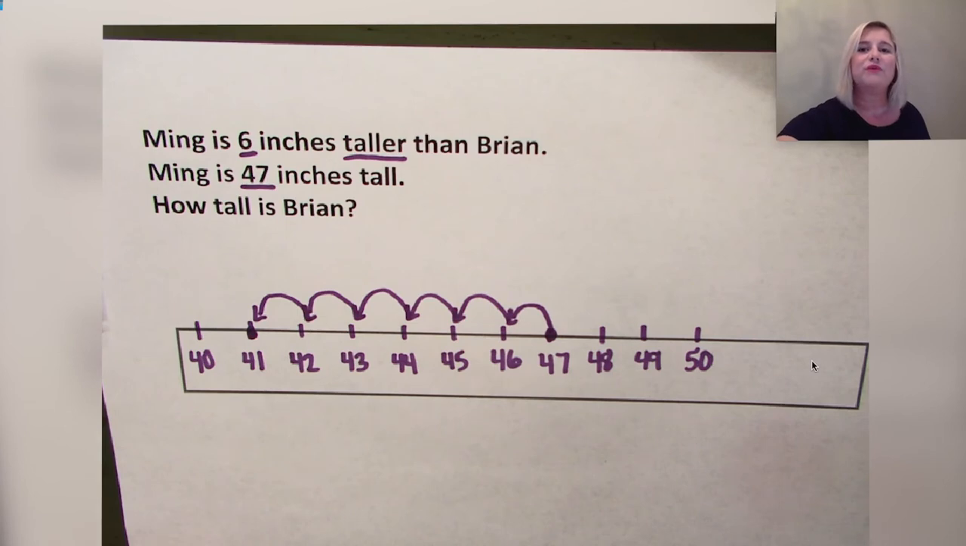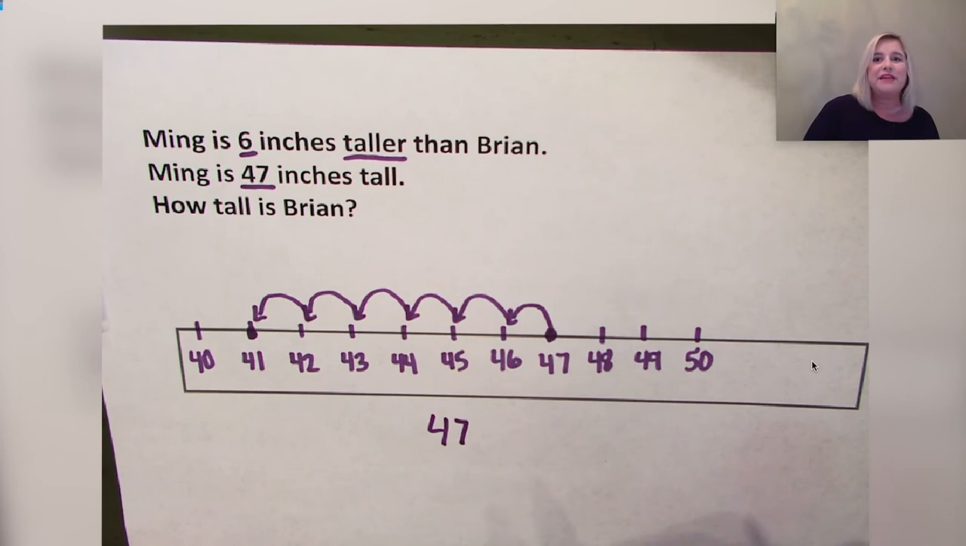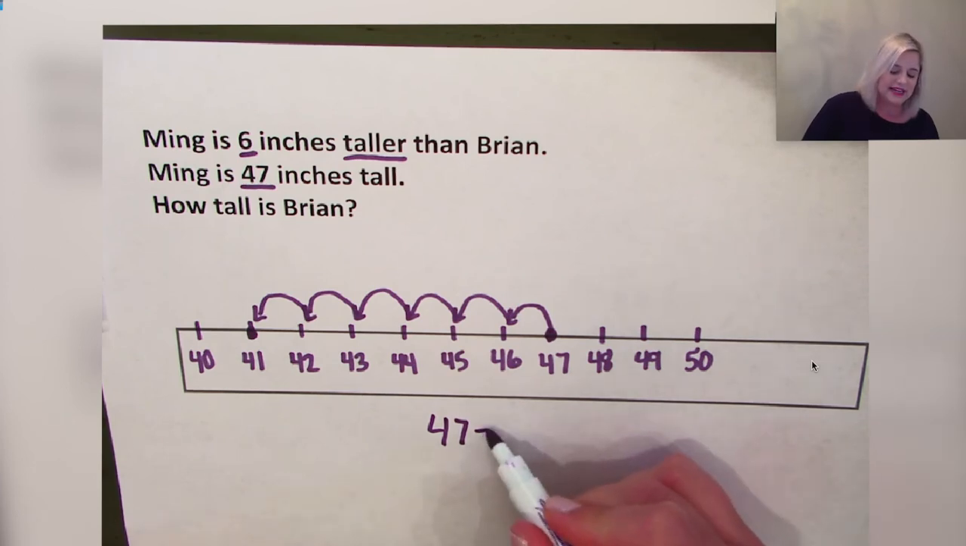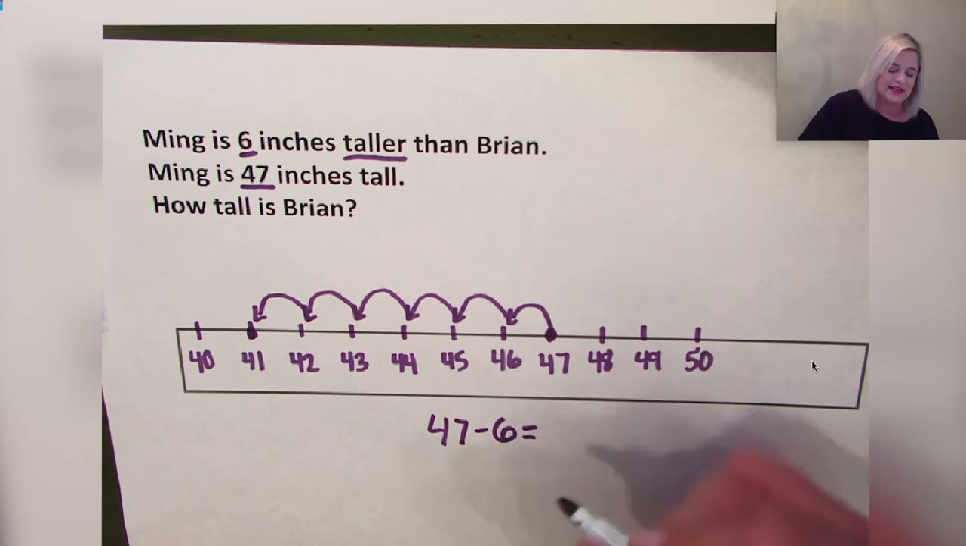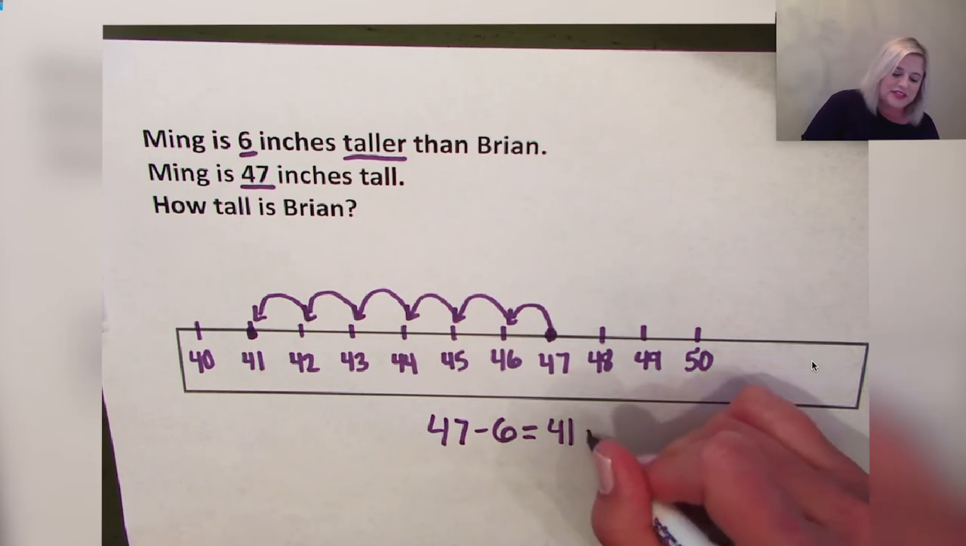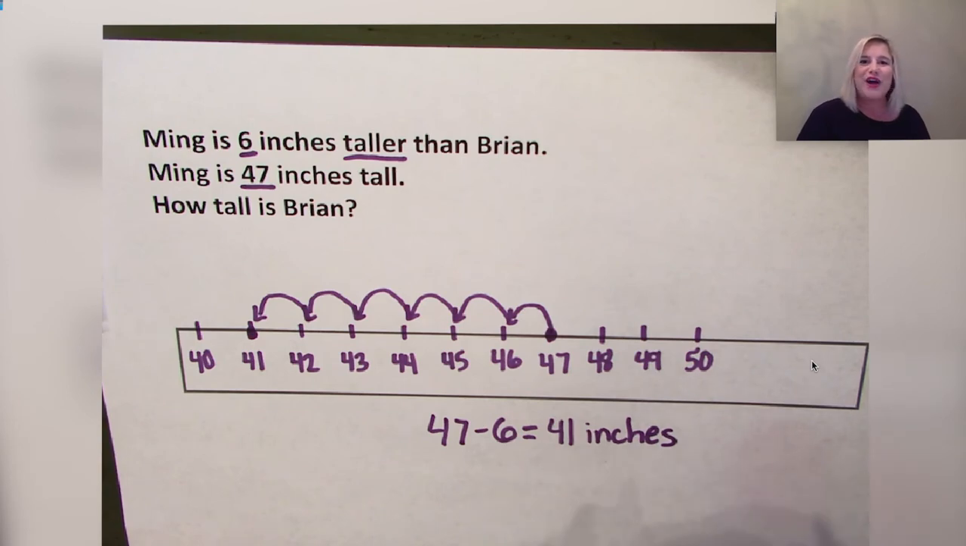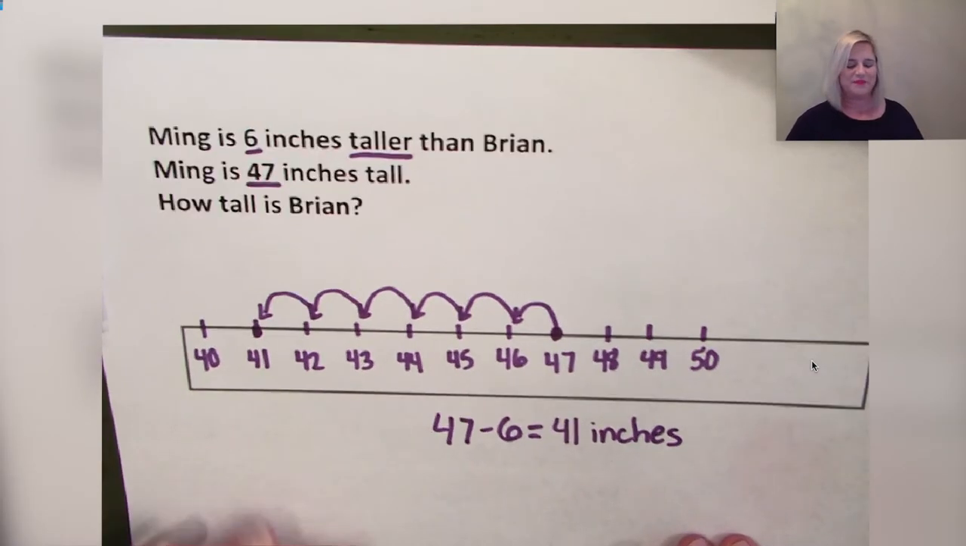Now, I want you to write an equation that matches our model. Well, where will we start? Very good, 47. And how many spaces did we decrease? 6, and then equals 41. So did we answer our question? Yes, Brian is 41 inches tall. Good job. Now let's do one more.